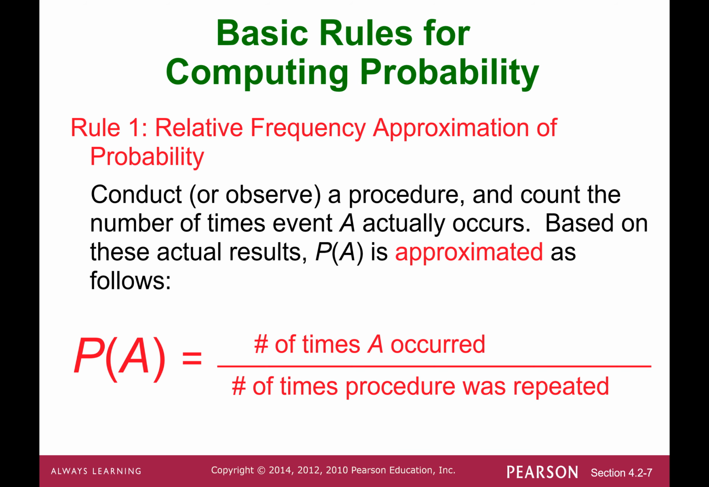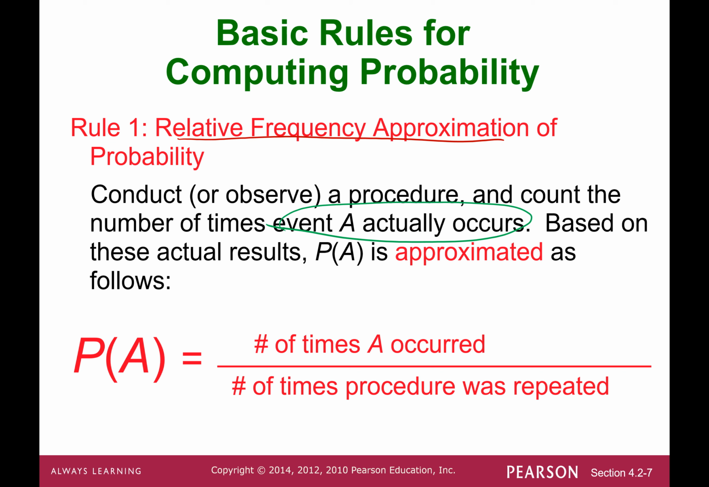Now let's take a look at basic rules for computing probability. First method is called relative frequency approximation of probability. We conduct a procedure or observe a procedure and count the number of times event A actually occurs. Based on these results, the probability of A is approximated as follows: probability of A equals the number of times A occurred over the number of times the procedure was repeated.